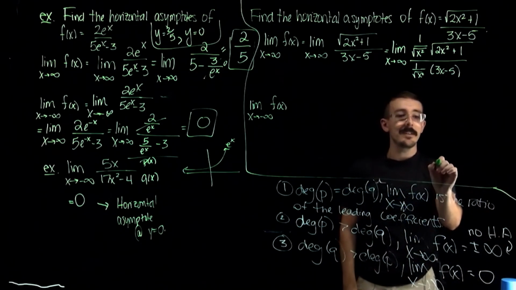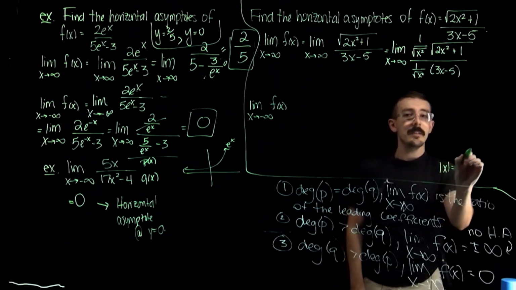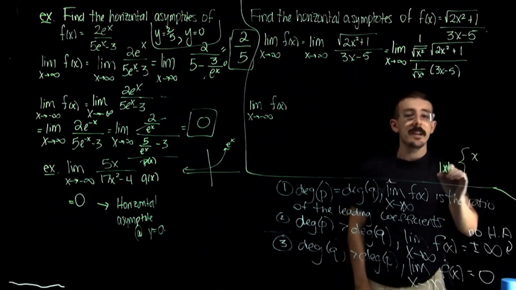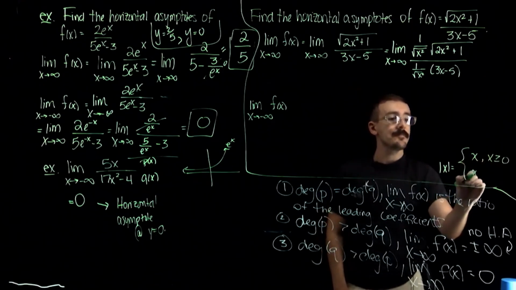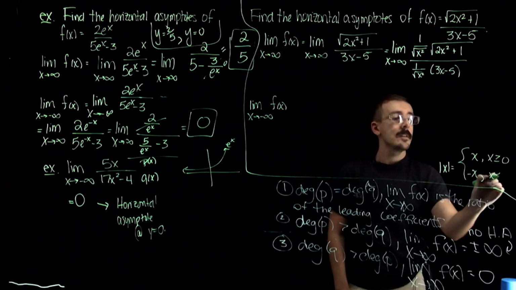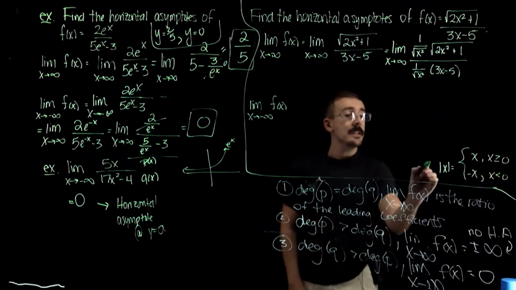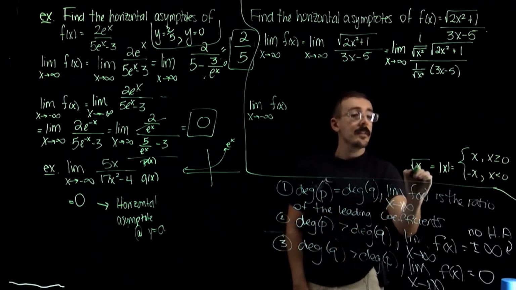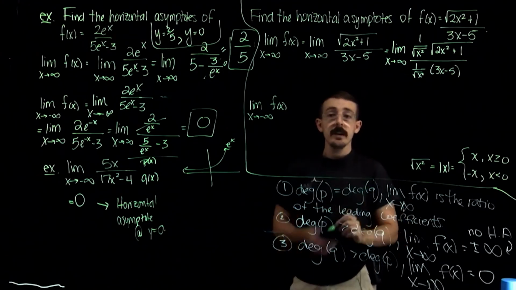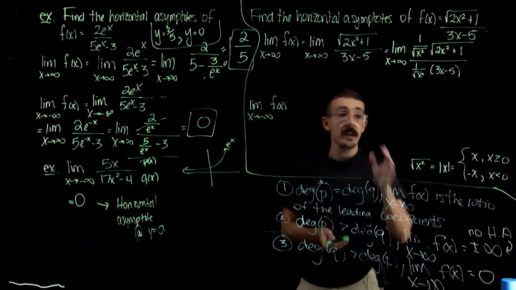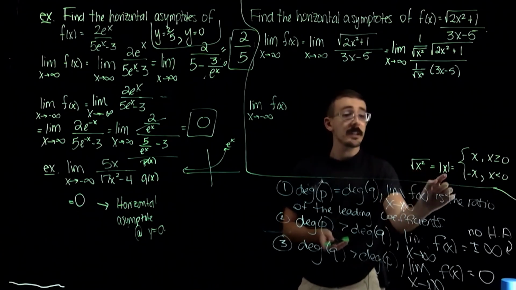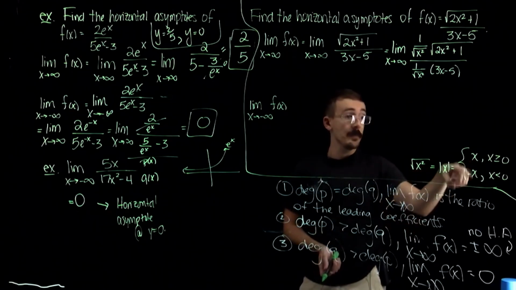So let me do it right here. The absolute value of x says that this is equal to x when x is at least 0 and negative x when x is negative. It turns out that the square root of x squared is actually equal to the absolute value of x. You can take values for x positive and negative and plug them into each side, and you'll see that's true for all x. So this is actually equal to the absolute value of x, which is equal to this.